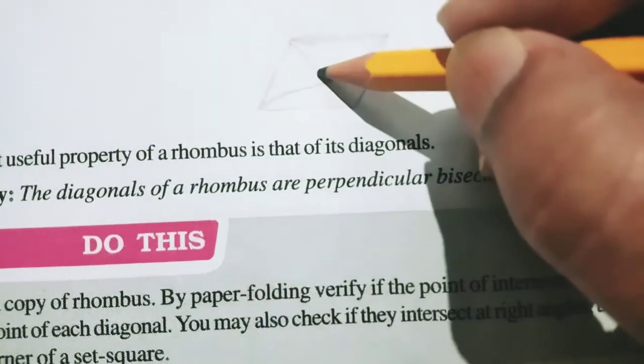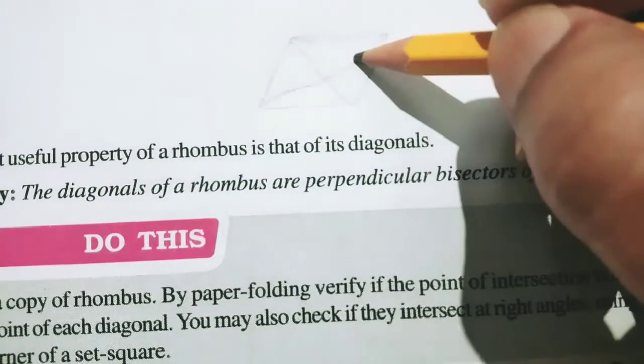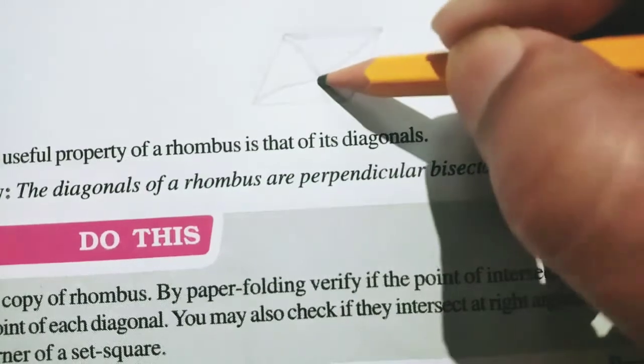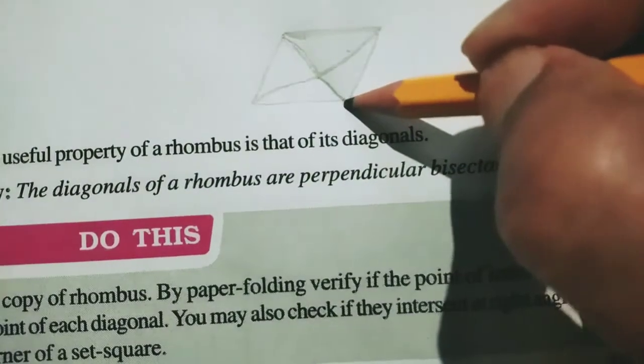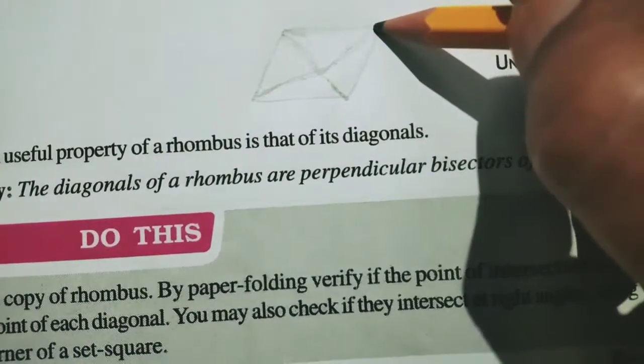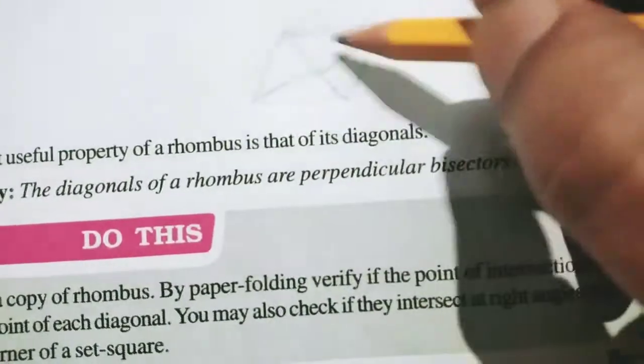At 90 degrees. That means these two diagonals are bisecting each other. Bisecting means this side is equal to this side, and this side is equal to this side. This is called a bisector. Half of the part is equal.